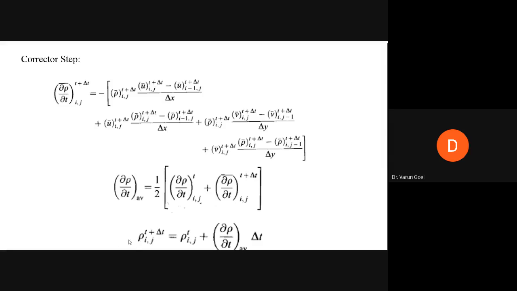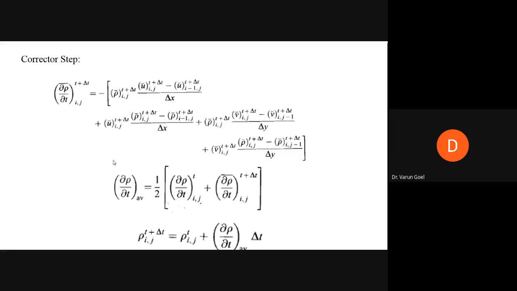Now you can say rho ij at t plus delta t equals rho ij at t plus del rho by del t average into delta t. So your del rho by del t average is a representative mean value of del rho by del t between times which is occurring at a time level t and t plus delta t.